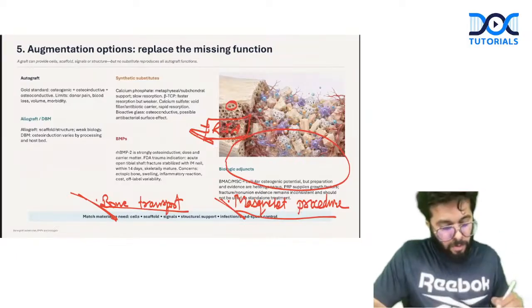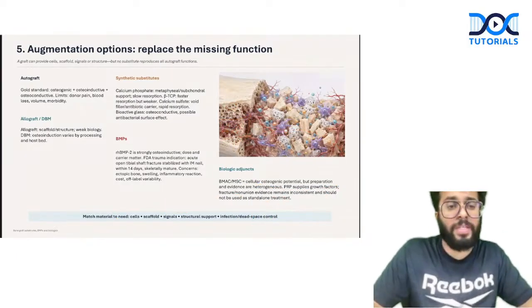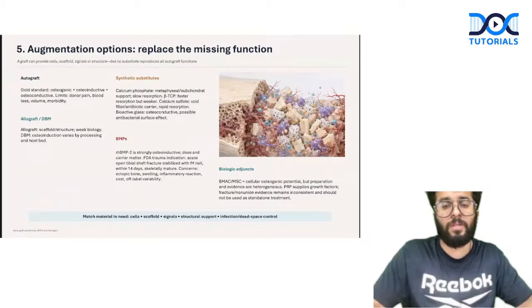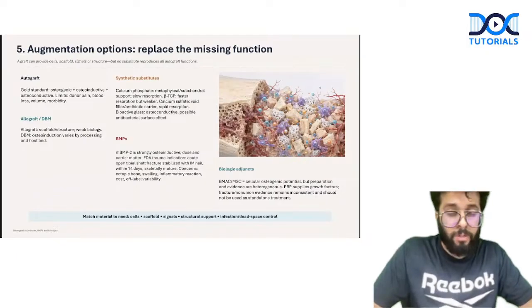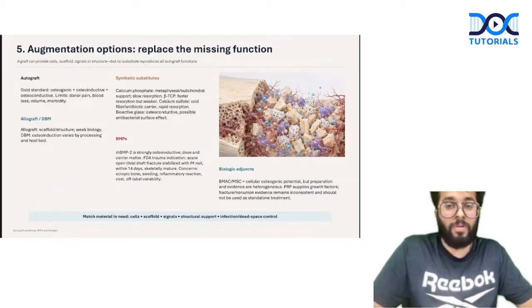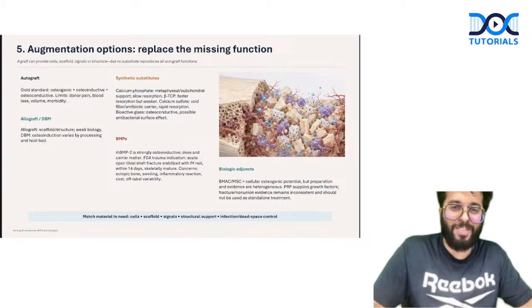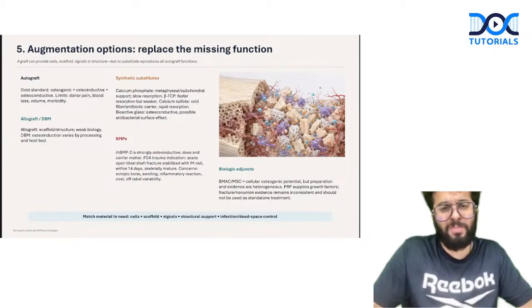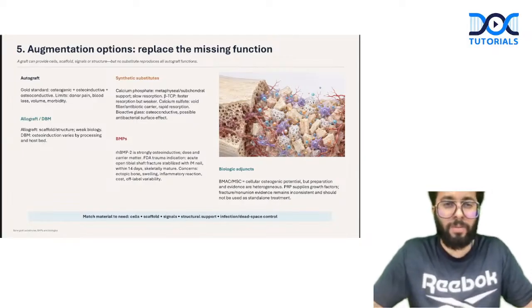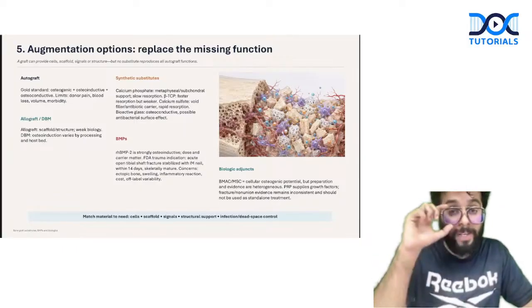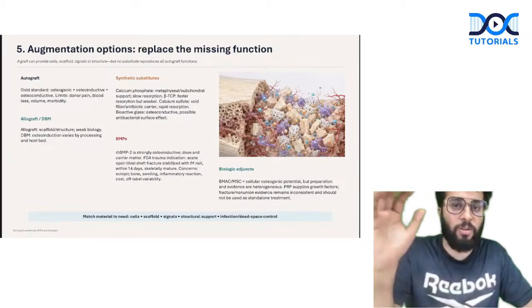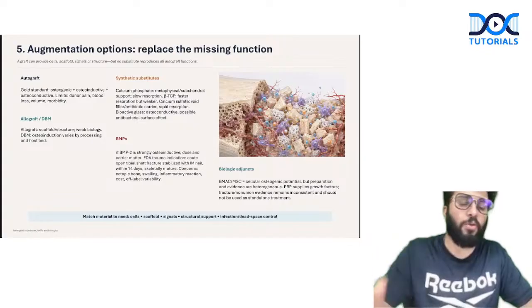Right. Now you should know what augmentation options are available with us. We have autograft, which is the gold standard. Why? Because it is osteoconductive, osteoinductive, and osteogenic. Donor site pain and so on are the drawbacks, but I don't think they are that big a drawback. But one very important thing: whatever graft you are taking, you should always take consent beforehand.